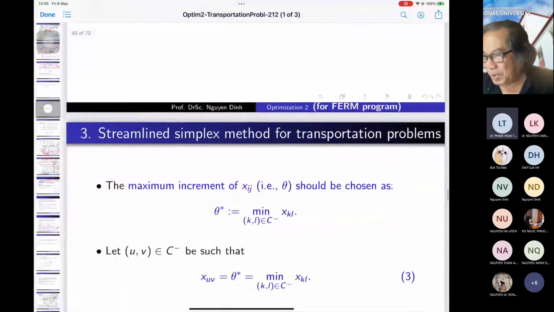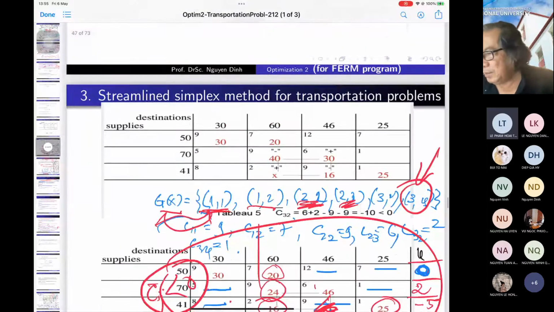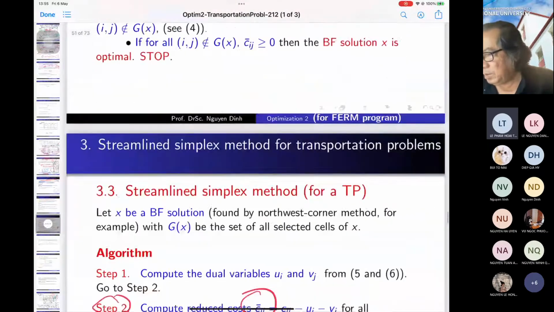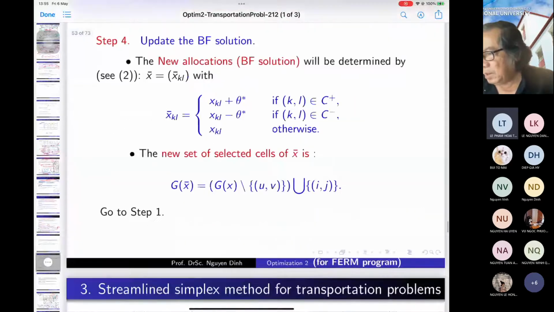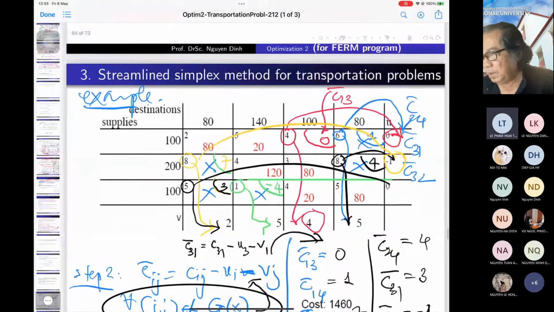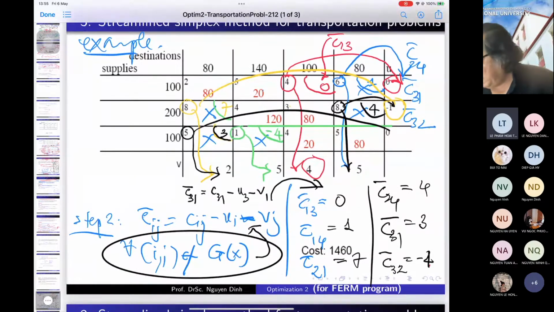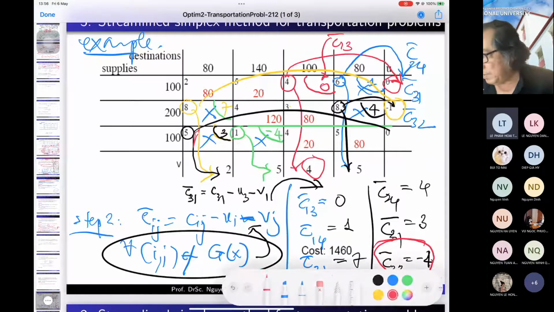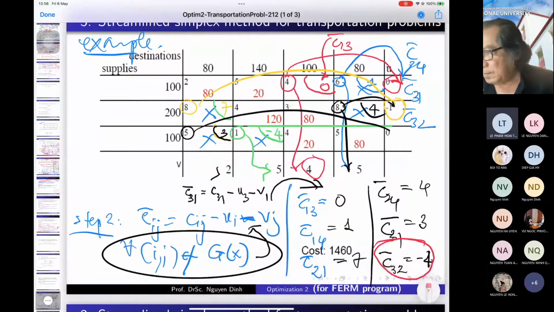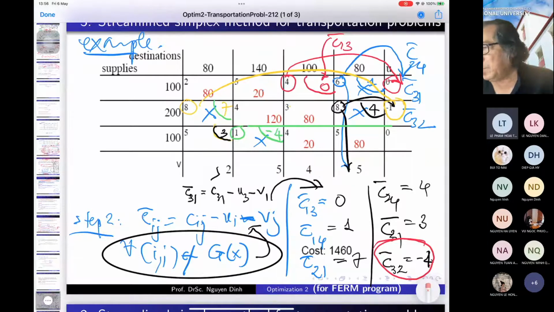Because the last time we considered this already, take a look here. That's c bar here. We have c bar 32 is negative. Is that okay? Let me delete all this, just a moment. Do you see that in this case, what do we do?